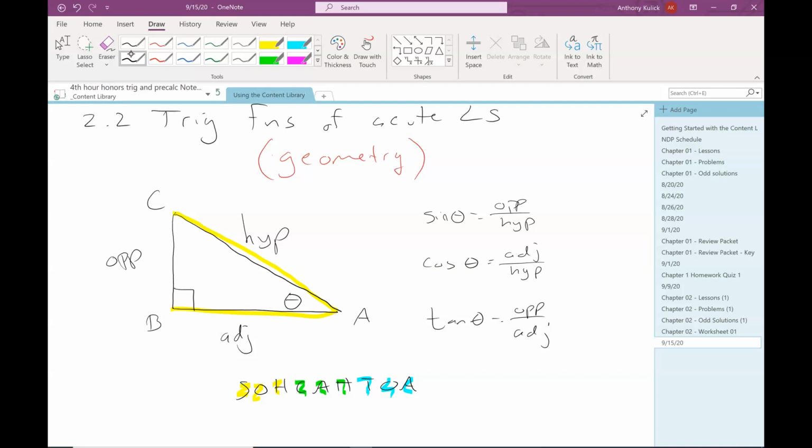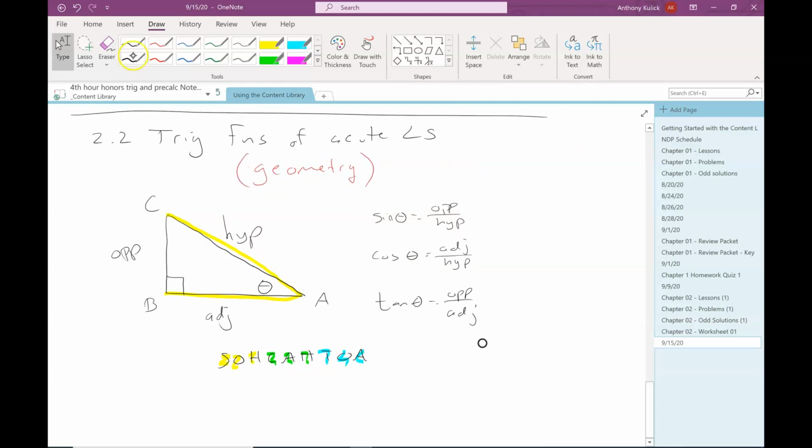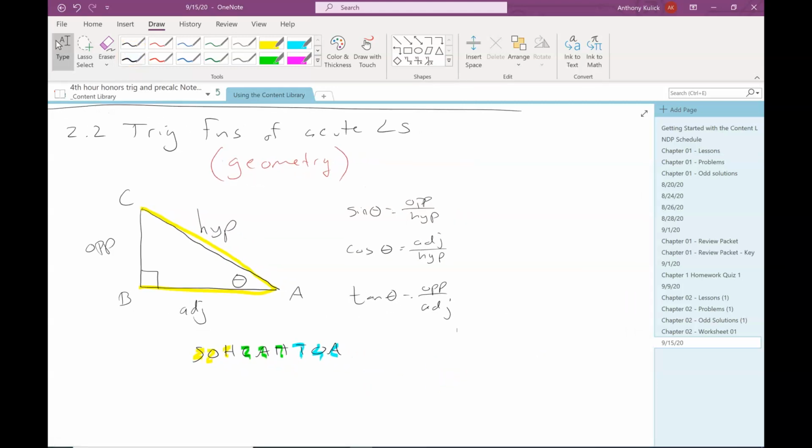Because the ratios that we've defined here seem rather arbitrary. Why opposite over hypotenuse and why not hypotenuse over opposite? Right? Why not? Well, it turns out there are 3 other trig functions that you probably didn't talk about in your geometry class.